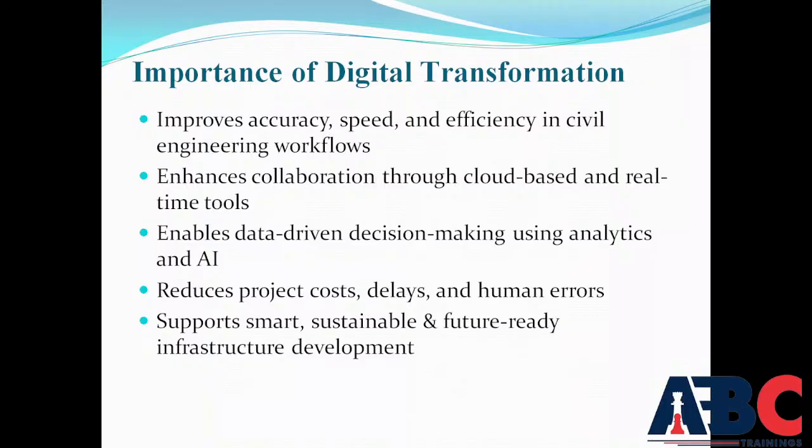And then, reducing project cost, delays, and human errors. By automating tasks, we can detect clashes early and provide accurate project information simultaneously. We can use digital tools to significantly reduce the cost of our project. BIM also helps to identify design conflicts before construction. As we know, with Navisworks, we can detect the clashes. IoT sensors provide real-time monitoring. AI-based forecasting helps to avoid delays and resource wastage.